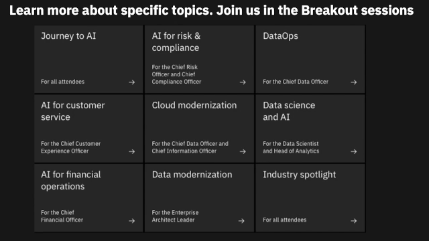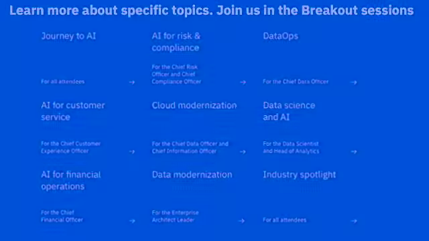And then AI for financial operations. So the underlying operations of a company, if improved and made more accurate and made faster, can deliver benefits to end customers and make their experience with your company a lot more effective.